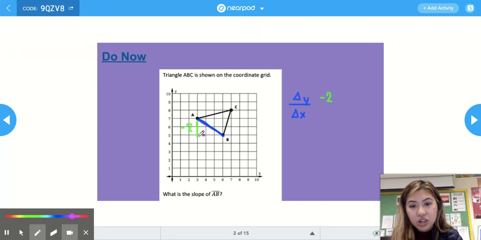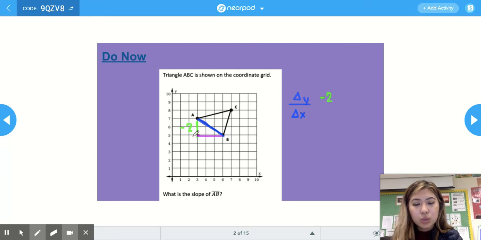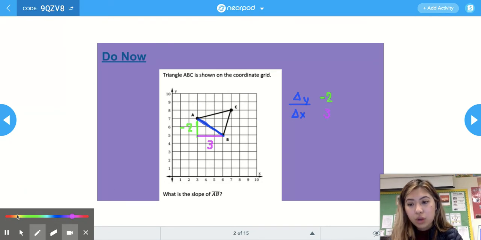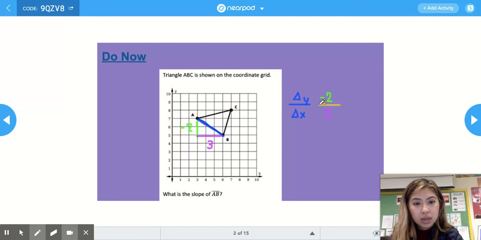And then our change in x is how many units we moved to the right, and that was 1, 2, 3. We moved over 3 units to the right. So our slope for this line AB is going to be negative 2 over 3.